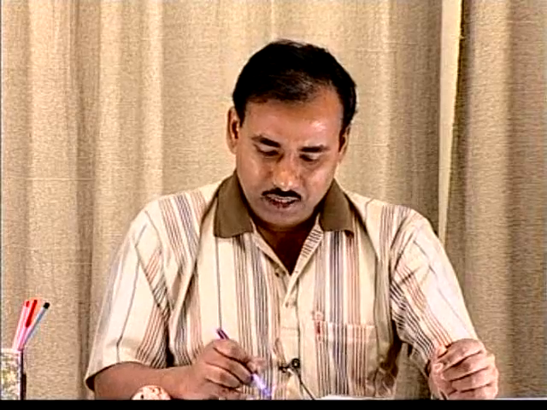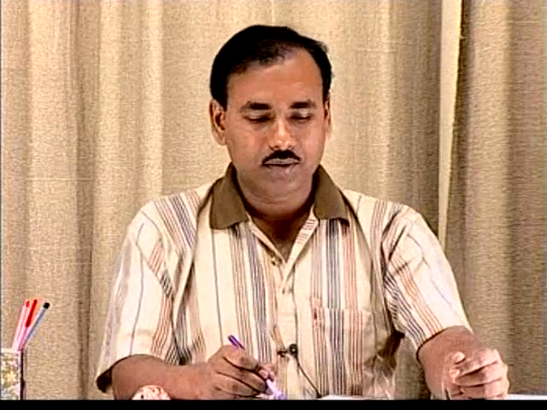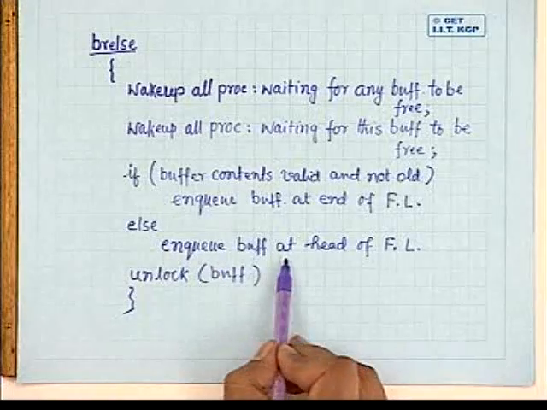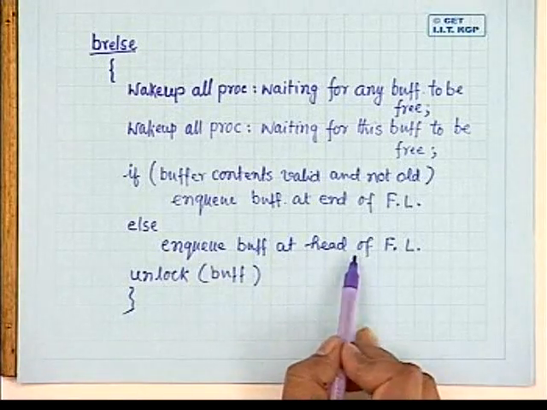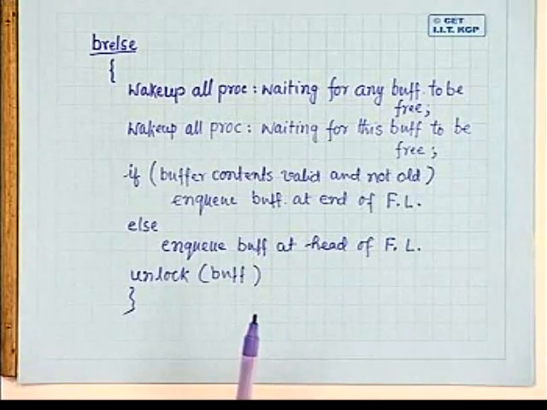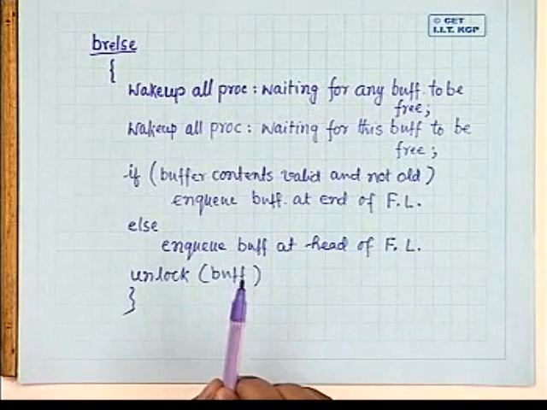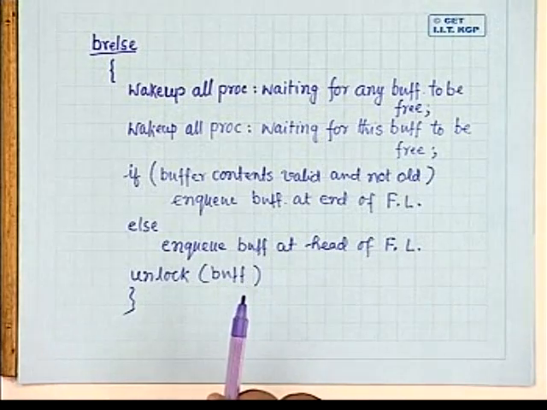So these are the two situations: either the contents of the buffer are not valid, or the content of the buffer is old. In that case, the buffer will be enqueued at the head of the free list. Otherwise, the buffer will be enqueued at the tail of the free list, in which case it will be most recently used.